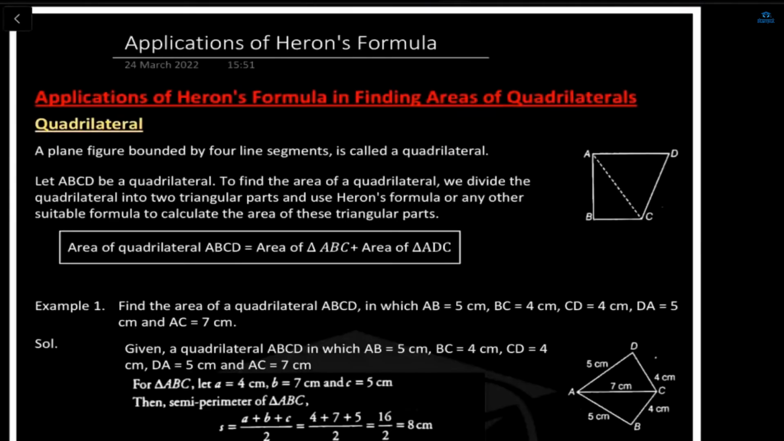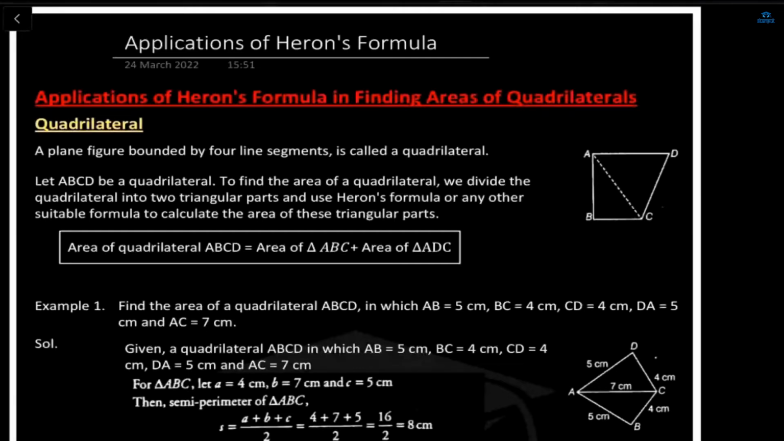Arham, what was Heron's formula? Can you remind me? Heron's formula was the square root of s into s minus a into s minus b into s minus c, and s is equal to a plus b plus c divided by 2, right? Yeah, you can call it a semi-perimeter. And a, b, c are the lengths of the sides of the triangle.